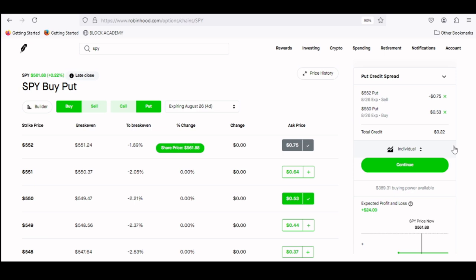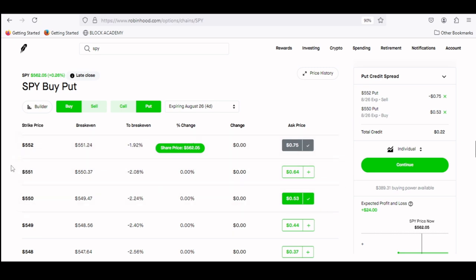Now, let's continue. As you can see here, the name of the strategy is the put credit spread. If you were to do both option legs and it does not say put credit spread, feel free to go ahead and do it again. You're obviously doing something wrong. The 550 strike price I chose because of my spread risk tolerance. Your spread is the distance between your two legs, in this case 552 and 550. The difference between these two is going to be $2.